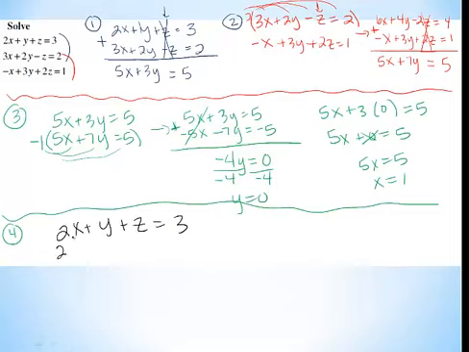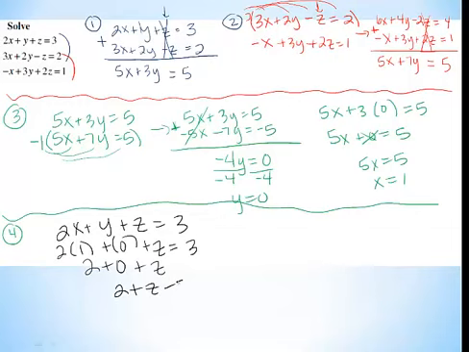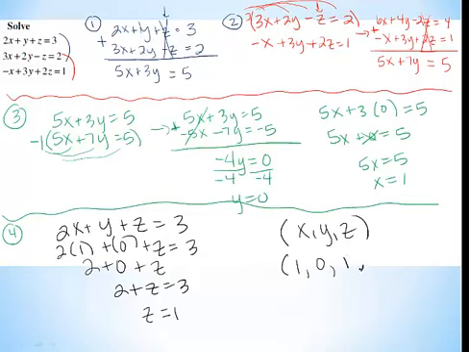So it means 2 times your x value, your x is 1, plus your y answer, which is 0, plus your z, which will give you 3. So that's 2 plus 0 plus z, which is 2 plus z. So solve for z, and you should have gotten z to be 1. Now you want to write your final answer. It always goes in alphabetical order. So our x is 1, our y is 0, and our z is 1.